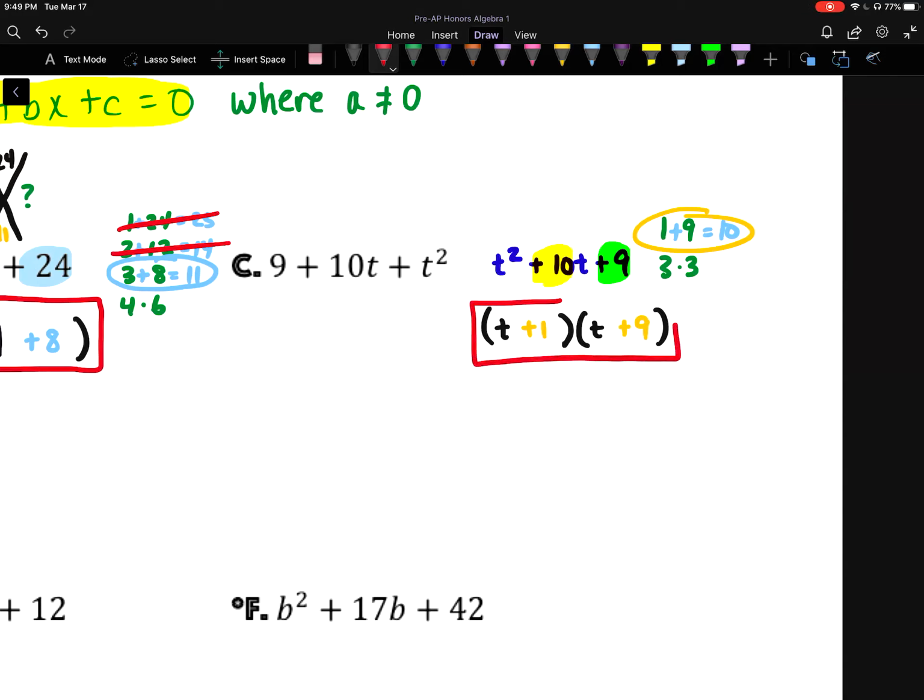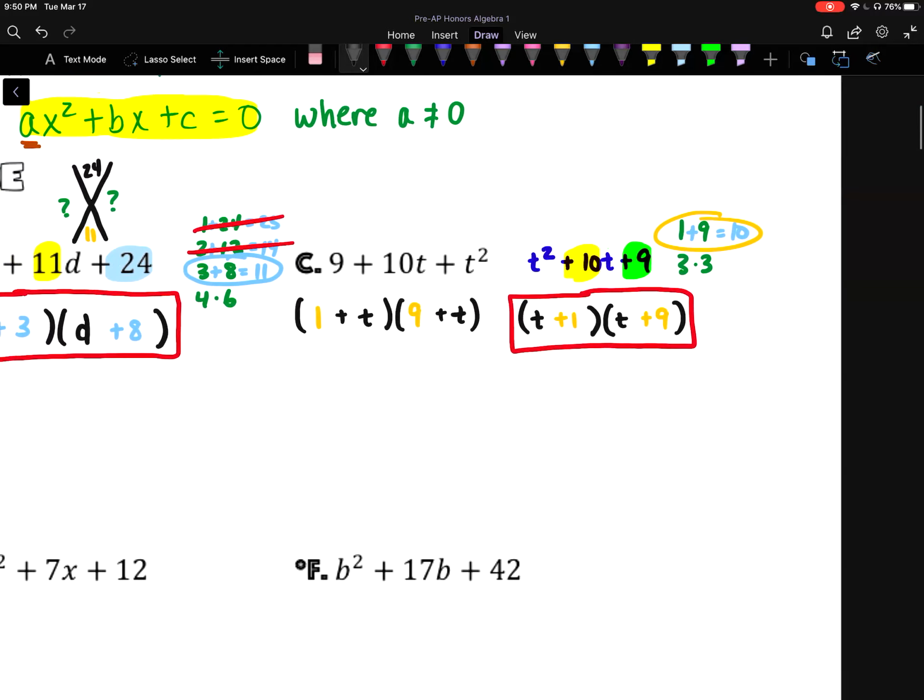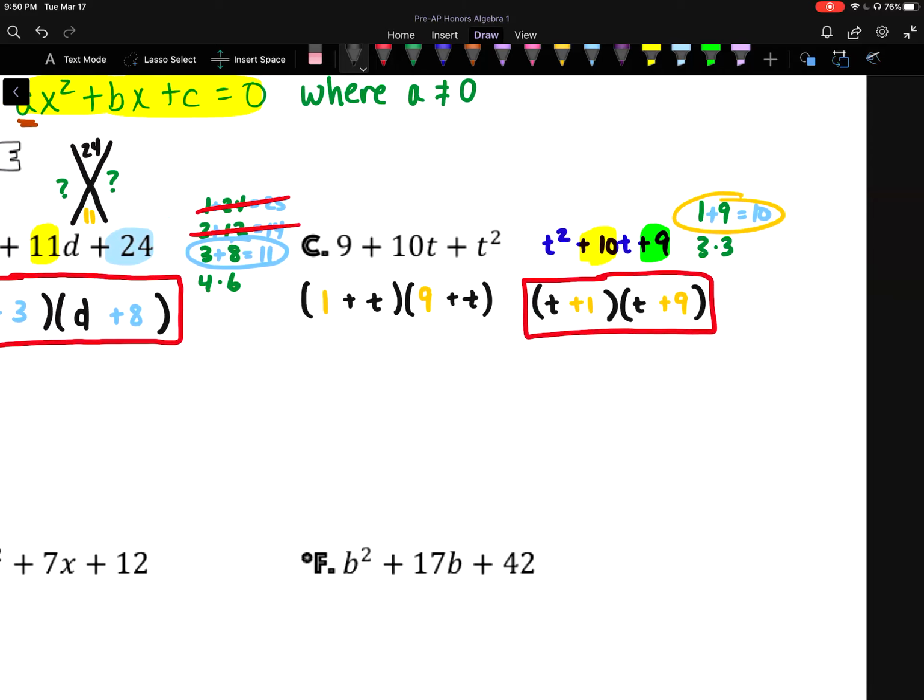Again, order is not necessarily important there. You could have t plus 9 times t plus 1. Relating it back to the actual problem though, notice how 9 came first, so the order would just reverse. This would be a 1 and a 9, and then it would be plus t plus t. Either answer is acceptable because whether you add or multiply, 1 plus t times 9 plus t is the same thing as t plus 1 times t plus 9.